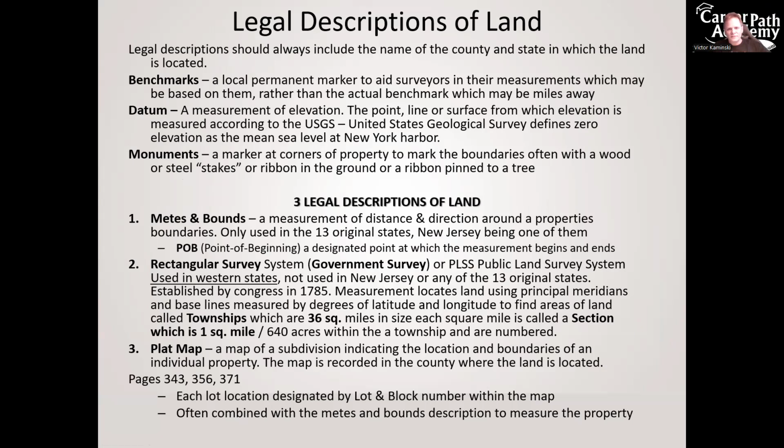Okay, and once again, here's all those benchmarks, datum, monuments. Those are the stakes that the surveyor would pound in the ground at each of the corners of the property. And you need to know these three legal descriptions of land once again. This is a good note. Good to take a screenshot of this and snap a picture, because these descriptions are more direct, easy to study from, and all in one place on one slide.